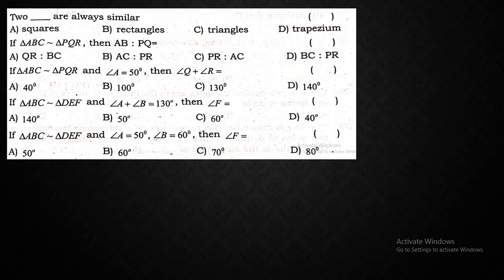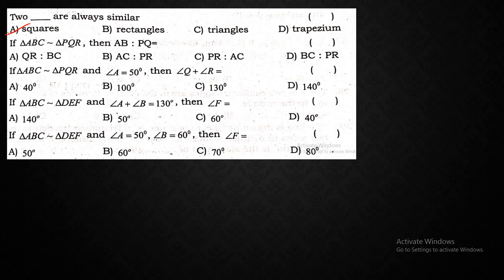So if you observe, two squares are always similar, right? Rectangles have length and breadth, whereas triangles have three categories. Next, trapezium. These are all figures which are irregular. Squares are the regular figures, which have all sides equal and all angles equal to 90 degrees. Based on that we can say that all squares are similar to each other, right?